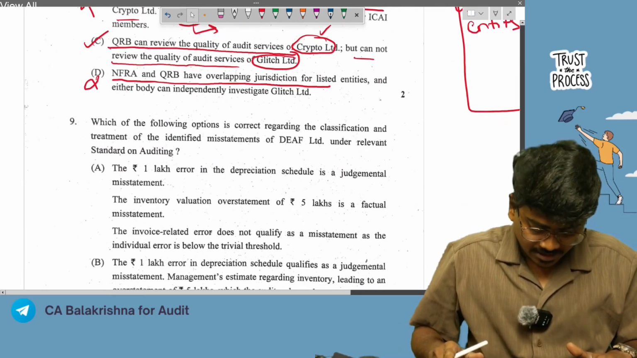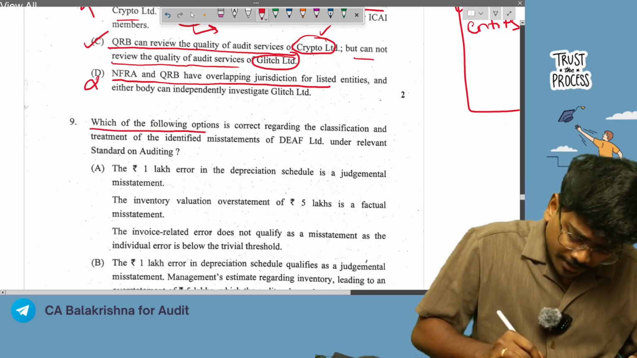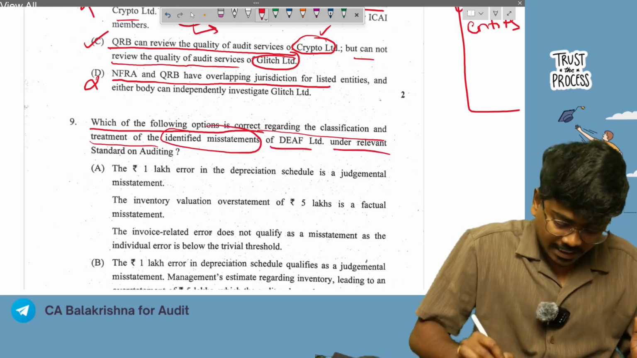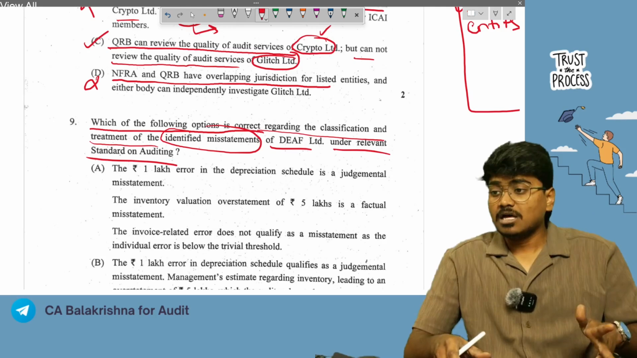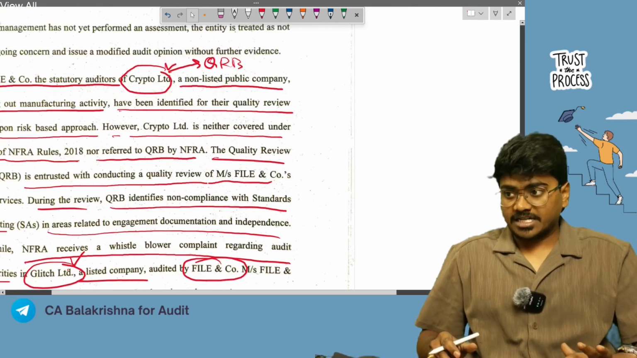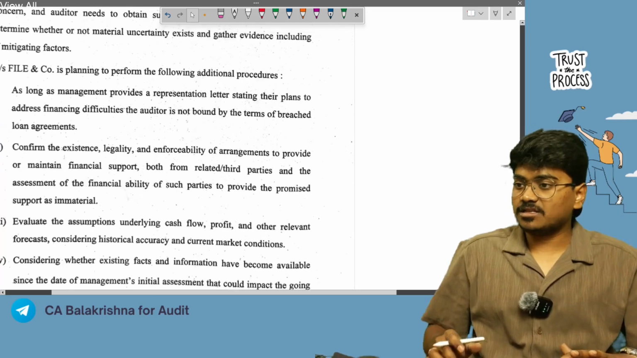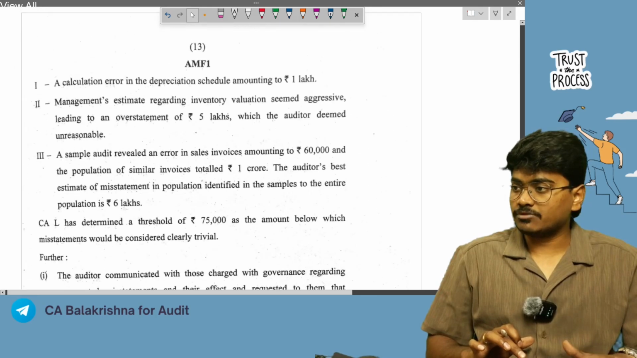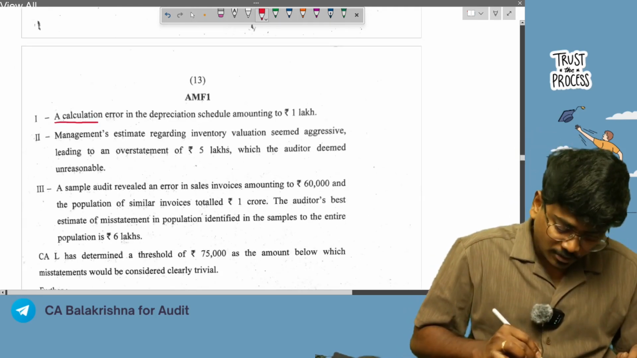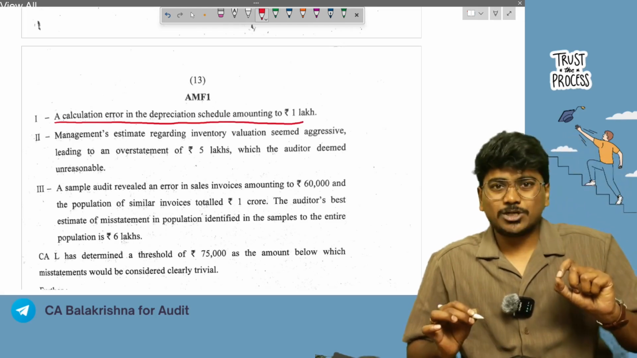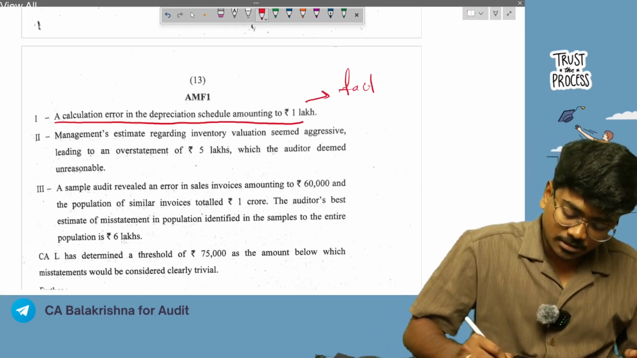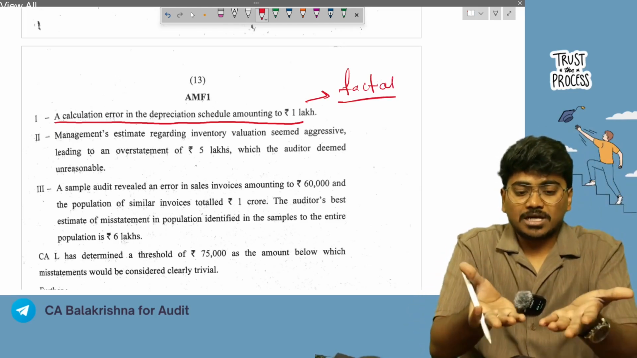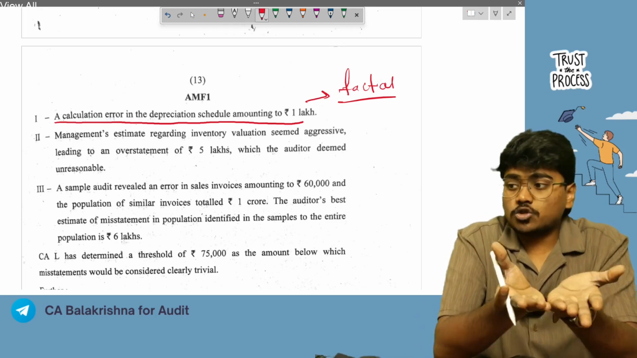Next, ninth MCQ. Which of the following options is correct regarding the classification and treatment of identified misstatements of DEF Limited under relevant standards on auditing? First of all, let us see what misstatements have been identified by DEF Limited. Basically, they have identified three misstatements in the case scenario. Let us see those three misstatements and we'll classify. See, first one, a calculation error in the depreciation schedule amounting to 1 lakh. This is a factual misstatement because calculation you can see, right? The facts are present, you can prove how it is wrong, so it is a factual misstatement.